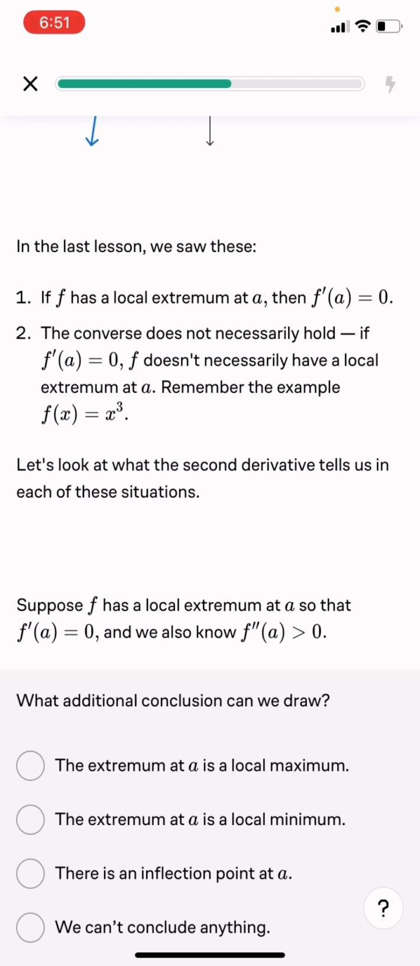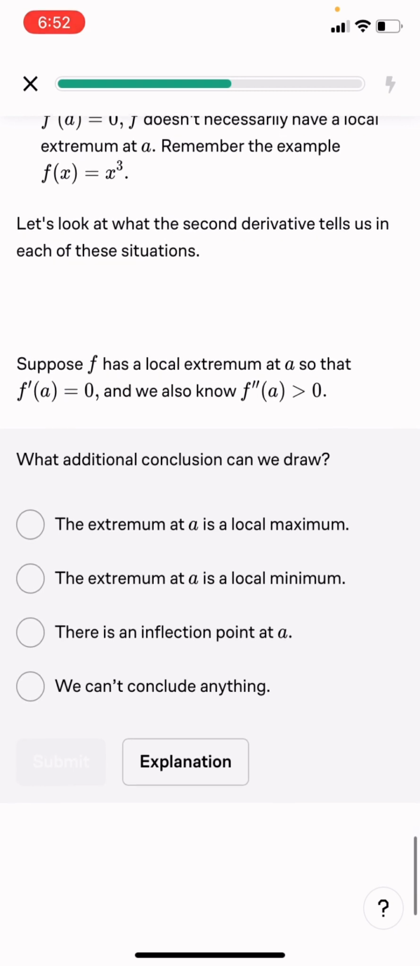Let's look at what the second derivative tells us in each of these situations. Suppose f has a local extreme at a, so that f prime of a equals 0, and we also know that f prime prime of a is more than 0. What additional conclusion can we draw? The extreme at a is the local maximum. The extreme at a is the local minimum. There is an inflection point at a. We can't conclude anything. No, there probably would be an inflection. I thought there would be an inflection from this graph, but it may be different.